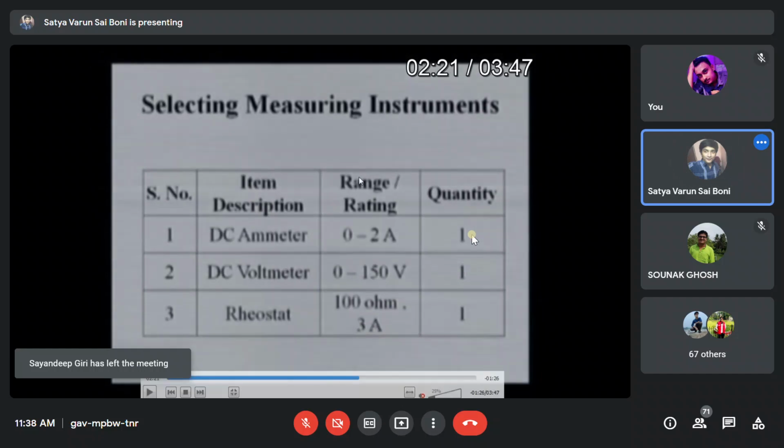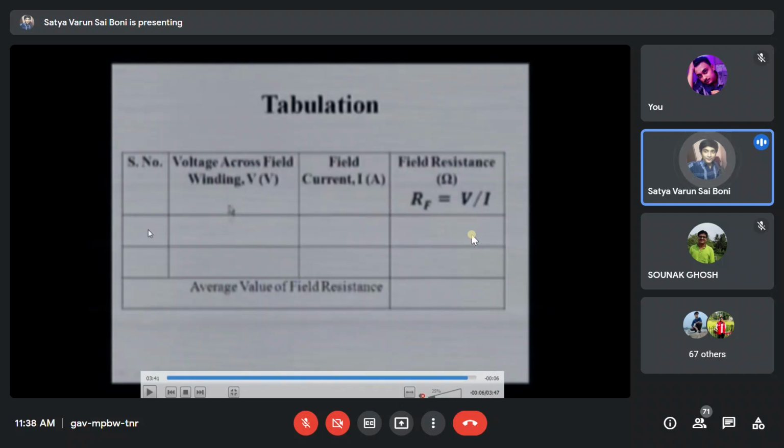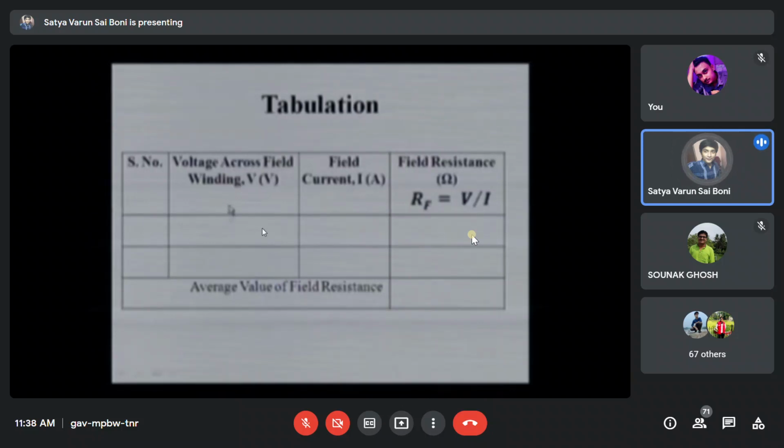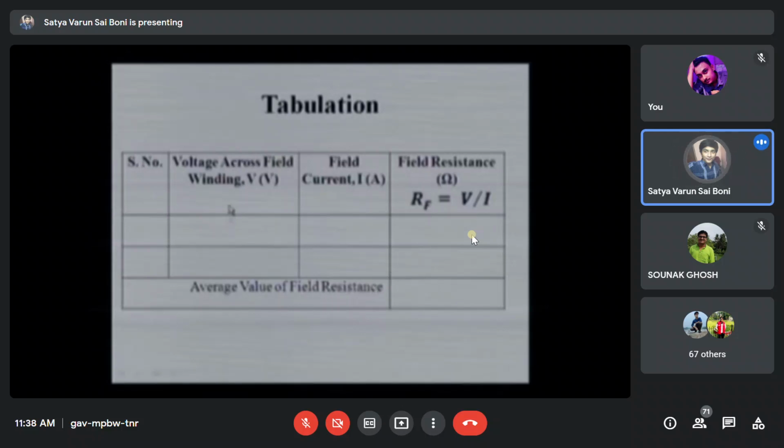See here. Let us consider the first range is 10 volts. If our voltage across the winding is something like 2 volts and the current is 1 amp, we get field resistance as 2 by 1, which is 2 ohms. For the second one, now it is 20 volts. For different input voltages, we will get different values of voltage and current. In this way, we tabulate the data and measure the average value of field resistance. This is what we are doing in this experiment.